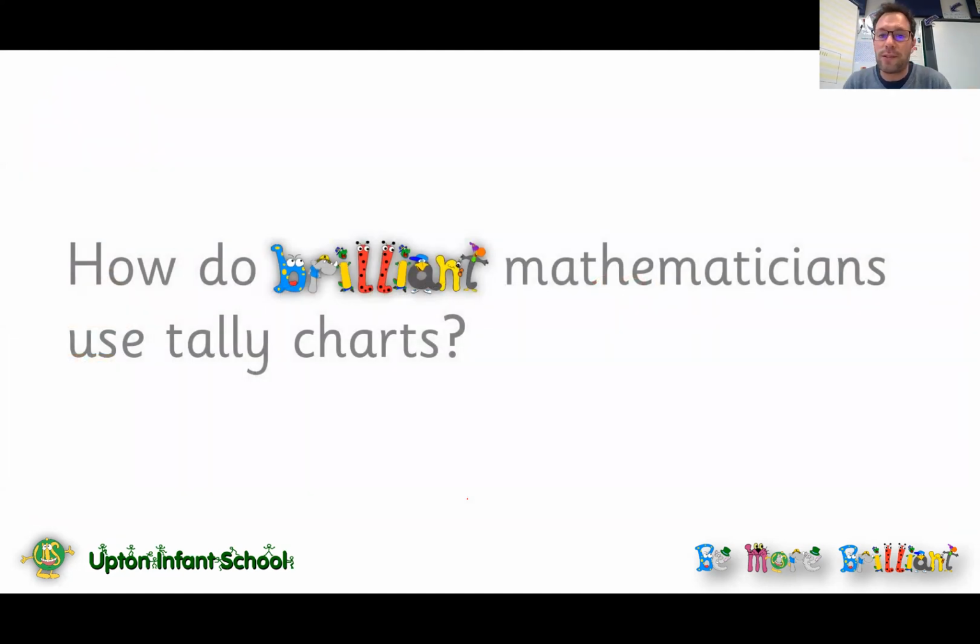Now, that's it for today's lesson. Today we've been looking at how brilliant mathematicians use tally charts. In tomorrow's lesson, we're going to be looking at something called pictograms.